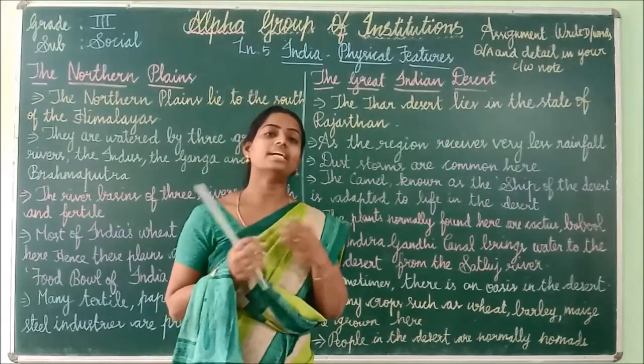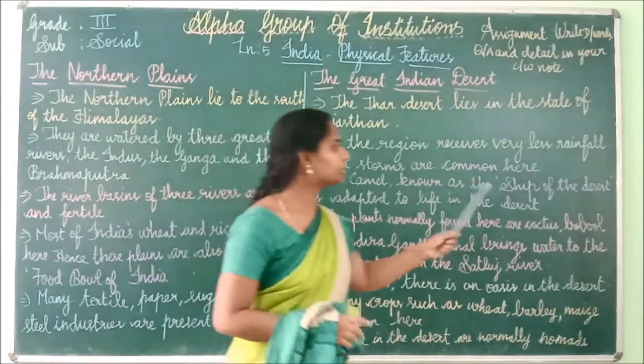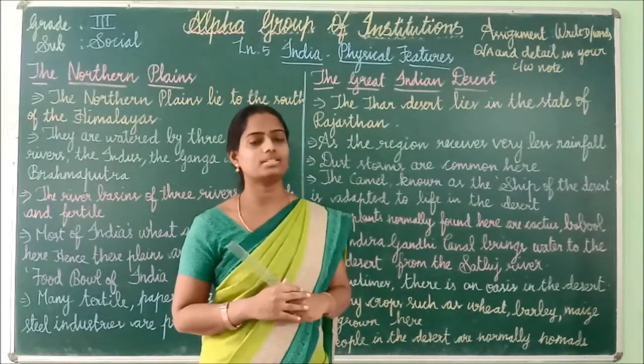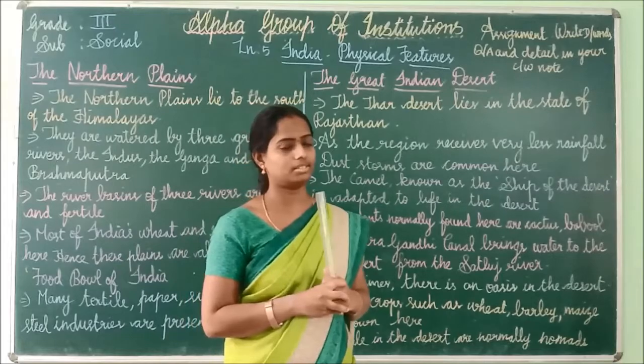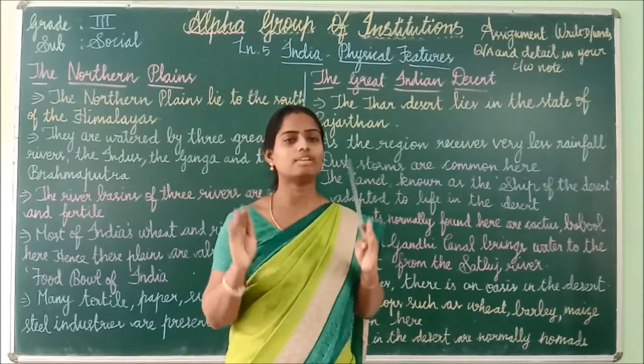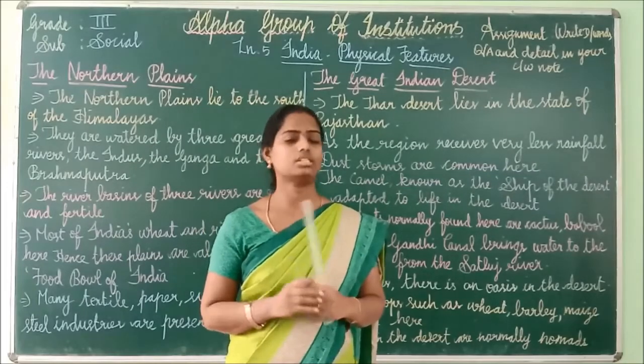Because it has adapted their life in the desert, it is called the ship of the desert. So the camel is known as the ship of the desert. Why is it known as the ship of the desert? Because it has adapted their life in the desert. It is mostly found in the desert region only. Which one is mostly found in the desert region, children?